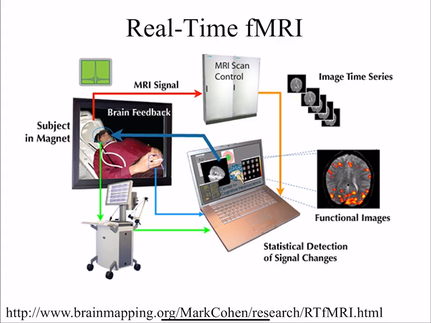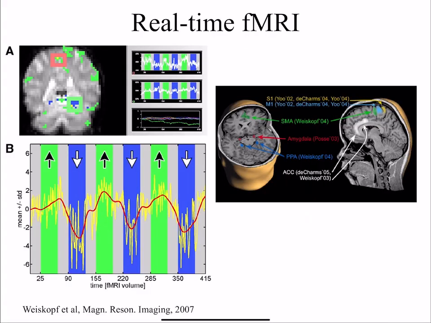But in general, for most parts of the brain, we have really no idea what's in there, or where it is, or even what to do with it. It turns out that if you actually show someone a signal, whether the signal is getting bigger or smaller in any area of the brain, you can actually learn to make it go up and down.